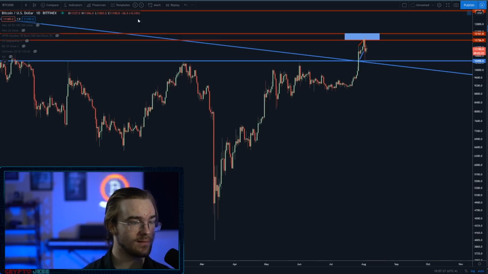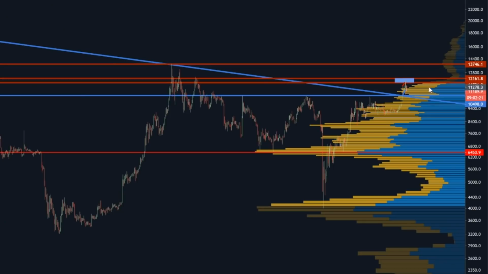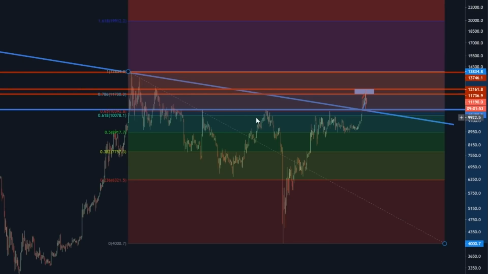Not only that, we have that aligning with the flat level of support at $10,500 constituted by all of these highs right here. On top of that, you look at the VPVR and you can see that we're sitting above tons and tons of VPVR support. And if you take a look at Fibonacci retracement, you can see that there is some strong Fibonacci level.